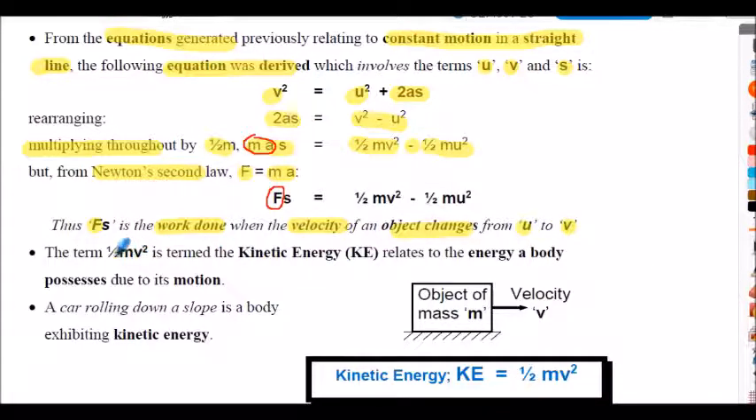And the half mu squared or half mv squared terms are known as kinetic energy and relates to the energy a body possesses due to the fact it's in motion. So again, considering our car rolling down a slope analogy, the body or the car would be exhibiting kinetic energy. So in other words, an object having a mass m and having motion velocity v has kinetic energy. Kinetic energy, KE, is defined as a half mv squared.